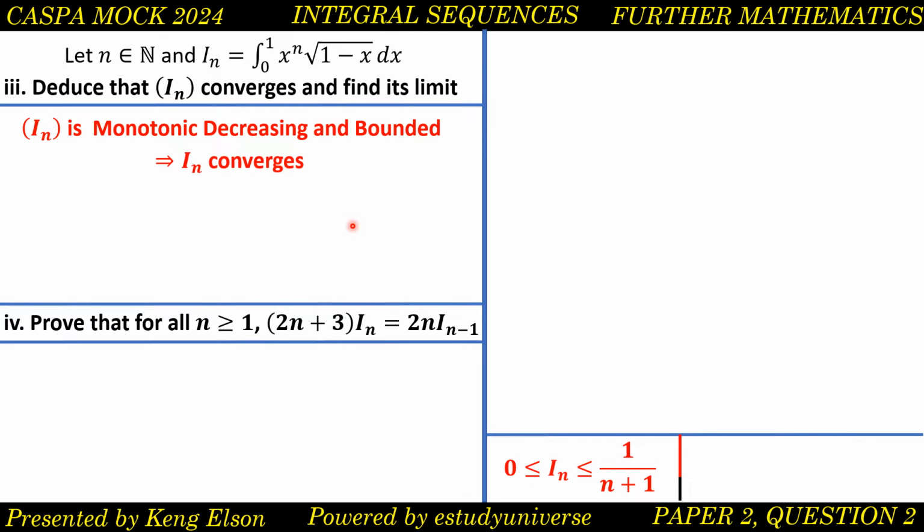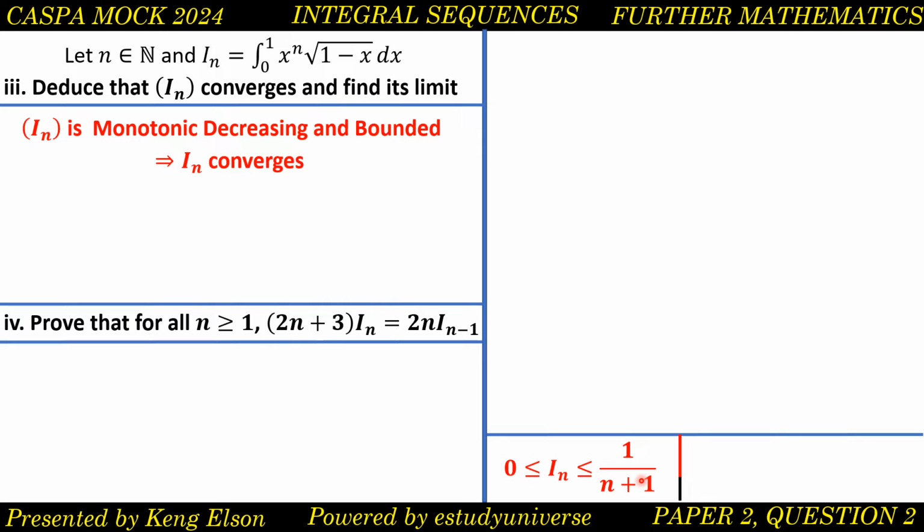Now, how do we find the limit of the sequence? We need to use what we call the sandwich theorem or the squeeze theorem. It says that if a sequence is bounded between two other sequences and the limit of those two other sequences are the same, then the limit of that sequence is that limit. Now this sequence is bounded between 0 and 1 over n plus 1. So I'm going to find the limit of 0 and the limit of 1 over n plus 1. And I compare. If the two limits are the same, it therefore means that the limit of the sequence involved is that limit.